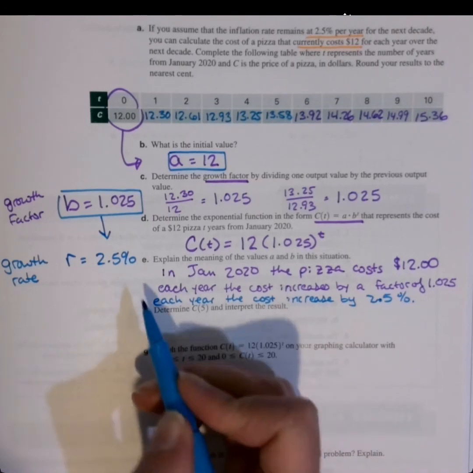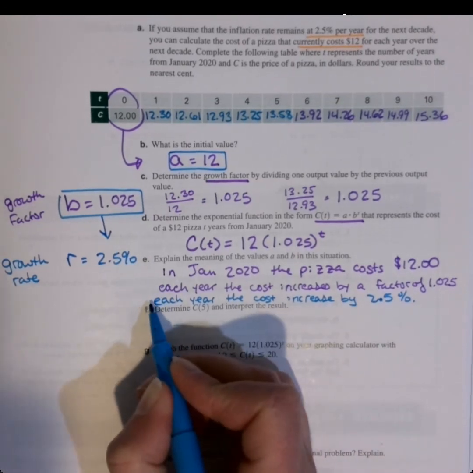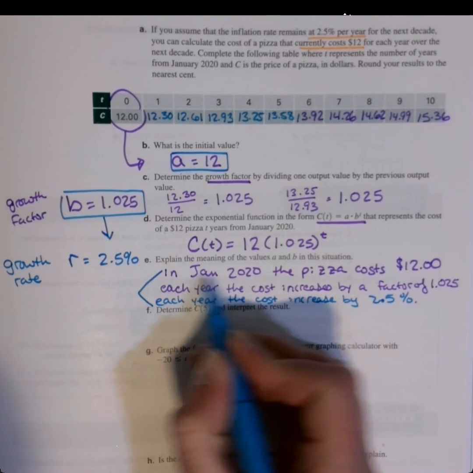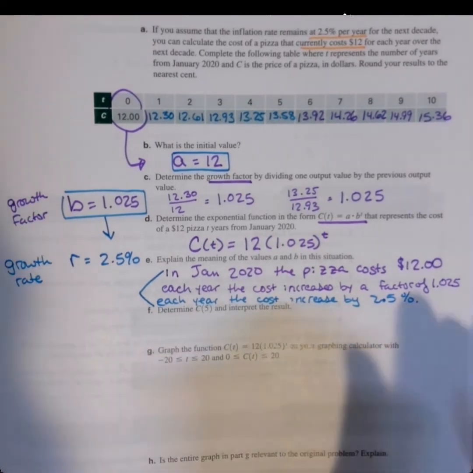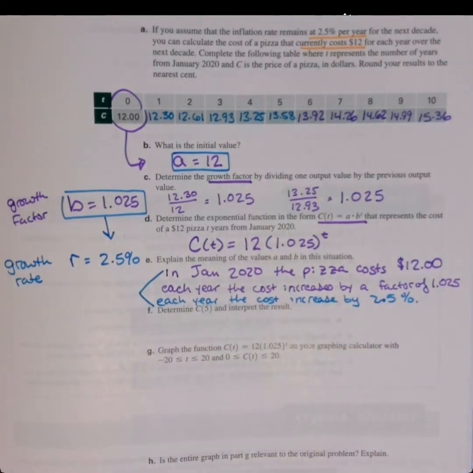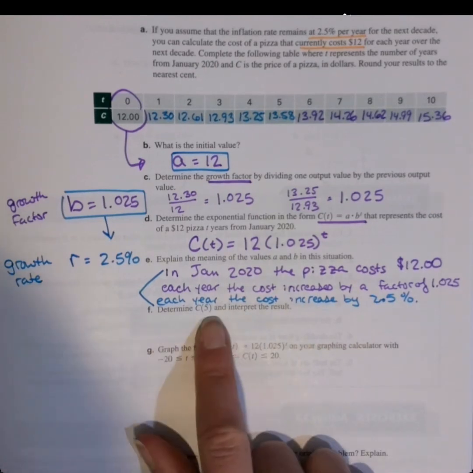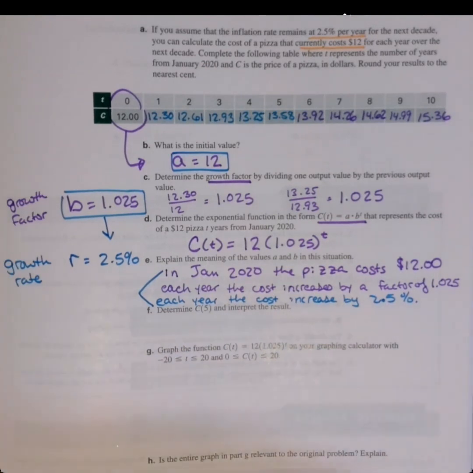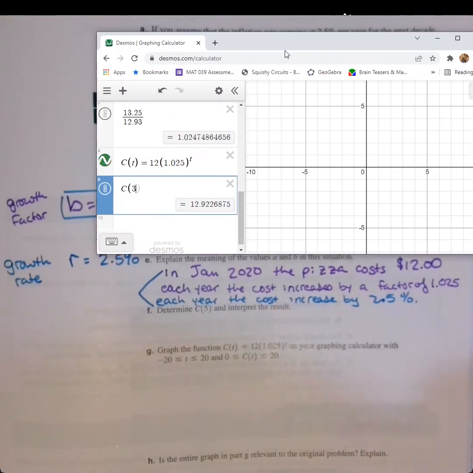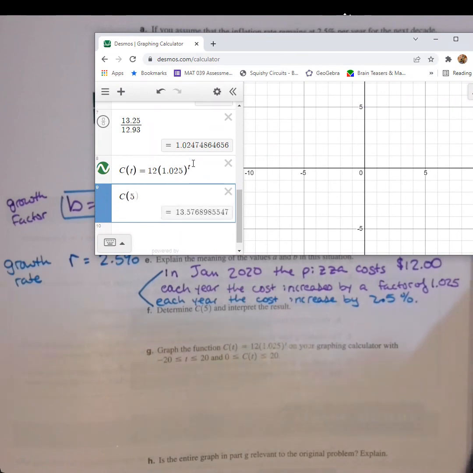And I think that it's a little cleaner to talk about those two, the initial value and the growth rate. And we'll be doing that starting in section 3.4. So just previewing for that a little bit here. Okay, determine C of 5 and interpret the result. So I still have my function and I can plug 5 into it.